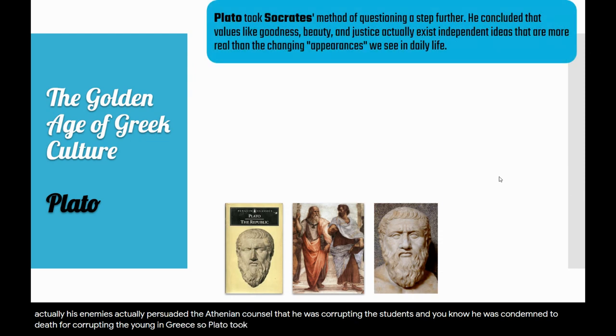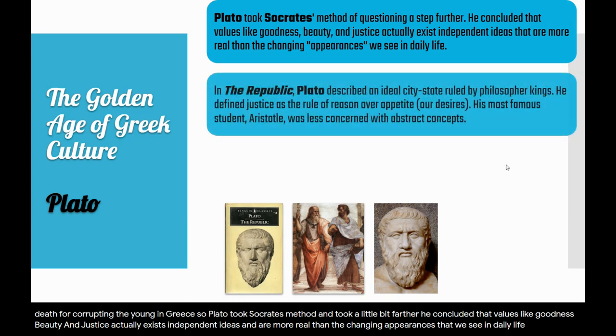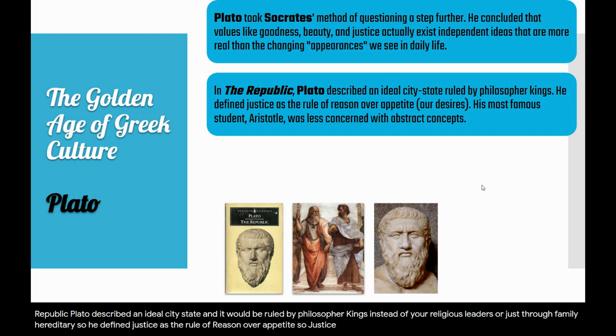Plato took Socrates' method and took it a little bit farther. He concluded that values like goodness, beauty, and justice actually exist as independent ideas and are more real than the changing appearances that we see in daily life. In the Republic, Plato described an ideal city-state, and it would be ruled by philosopher kings instead of religious leaders or just through family heredity. He defined justice as the rule of reason over appetite. So justice is when you have reason and you can overcome your desires.